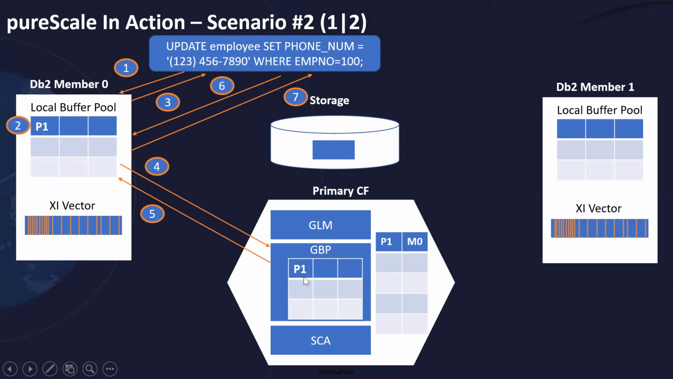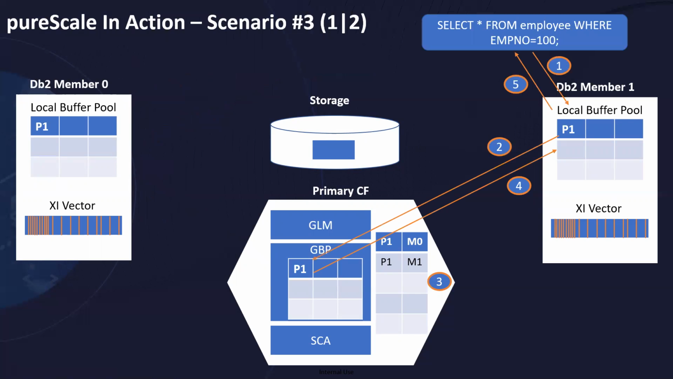Let's look at one more scenario where member one is trying to read the same page. What will happen in that case? If you see here, member one is trying to read the same page based on the SQL statement, select star from employee where employee number is equal to 100. It sent the request, so the local buffer pool sent that request to GBP.